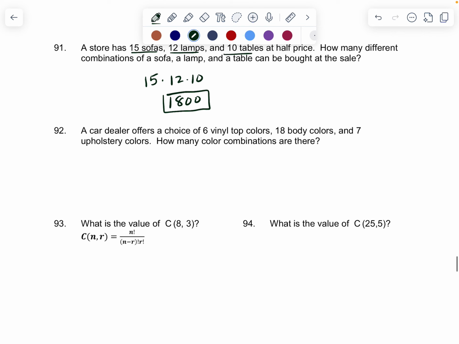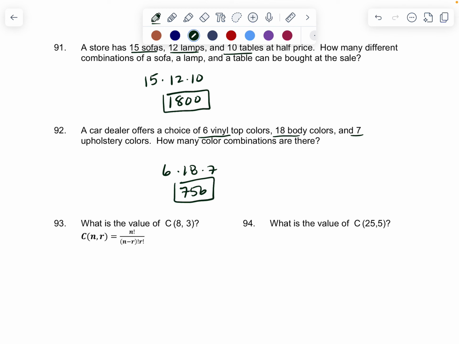Okay, 92, a car dealer offers a choice of 6 vinyl top colors, 18 body colors, and 7 upholstery colors. How many different color combinations are there? So again, you have 6 times 18 times 7, that's going to be 756. Okay, so easy little problem, don't miss it.